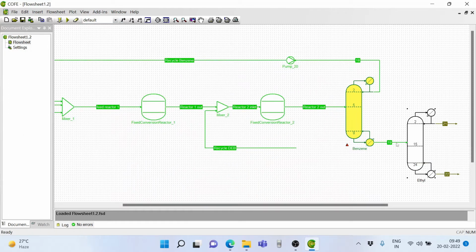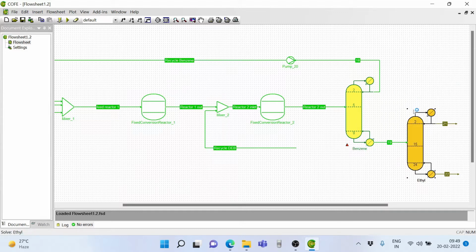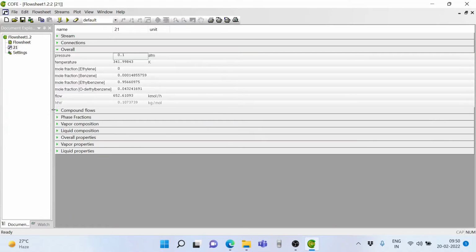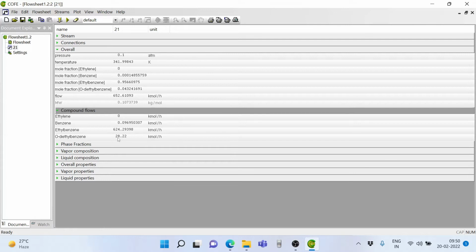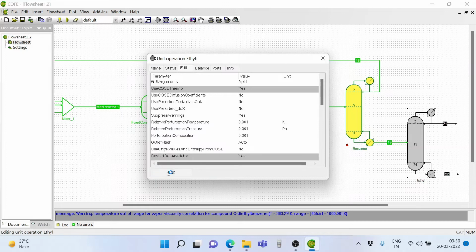So let's simulate the column now. Instead of simulating this entire flow sheet, we can right click on the column and click calculate this unit. So it will do the calculation only for this unit instead of simulating the entire flow sheet, which will take a longer time. So we are finished with the simulation, and what do we find? We find that on the top you have a good amount of diethyl benzene slipping up, and you have lesser amount of ethyl benzene than what we desire. But nevertheless, the column has converged.